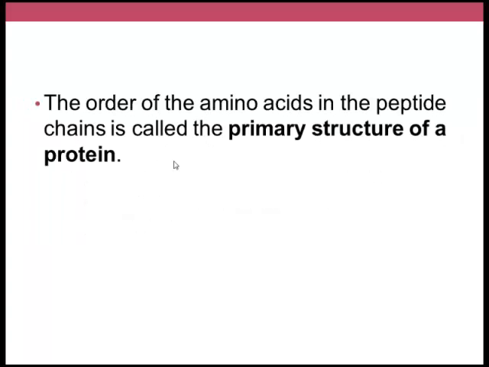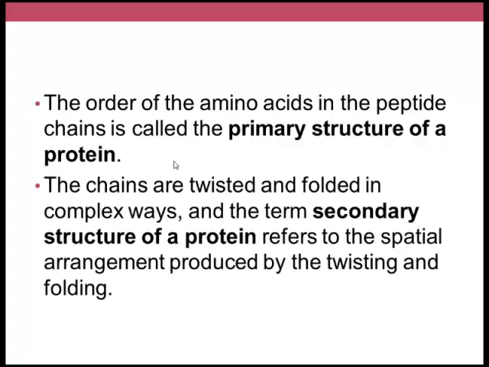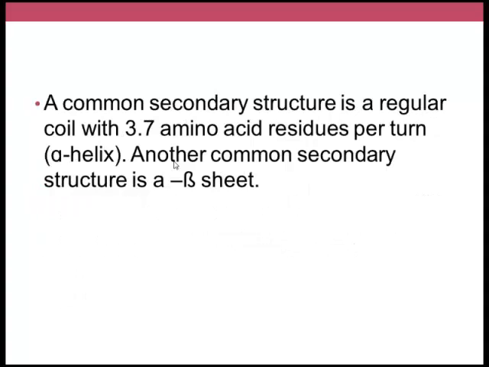The order of amino acids in the peptide chain is called the primary structure of proteins. The chains are then twisted or folded in a complex way, and the result is formation of the secondary structure of proteins. So the secondary structure of proteins refers to the special arrangement produced by twisting and folding of the chain. A common secondary structure is a regular coil with 3.6 amino acid residues per turn, or alpha helix. Another common secondary structure is the beta sheet.